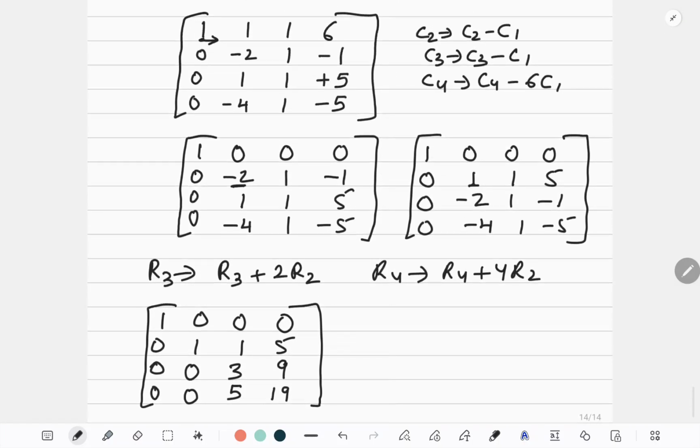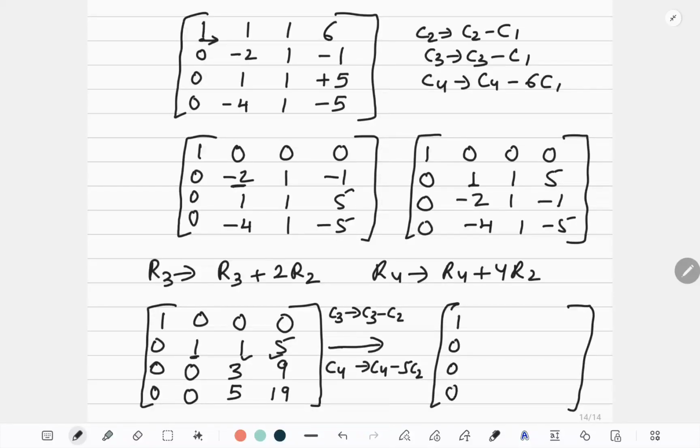Correct? Now next step, apply the column operation. So what is the column operation I will apply? In C3, C3 minus C2, because using this I should do on this and this, right? And in C4 you apply C4 minus 5C2. So what will you get? 1 0 0 0, 0 0 0. Then as I said 1 0 0 and the remaining remains the same. 3 9 5 19. Correct?